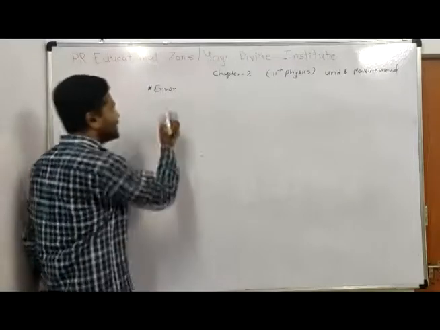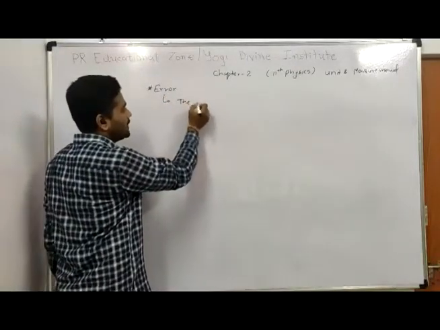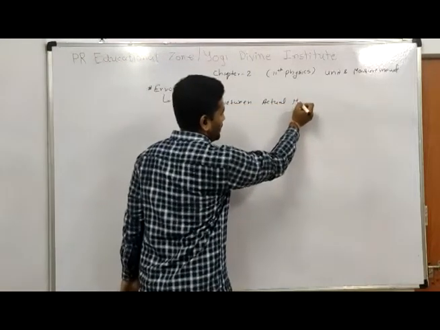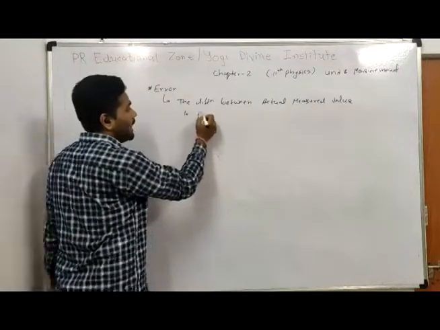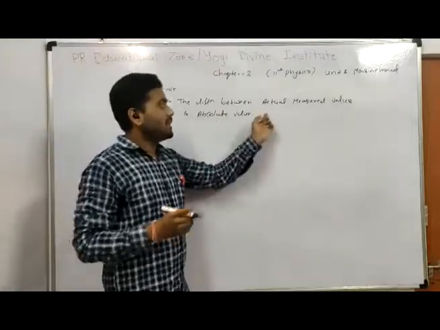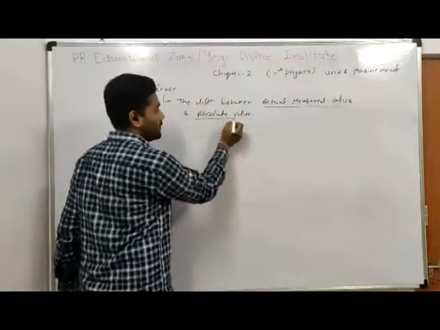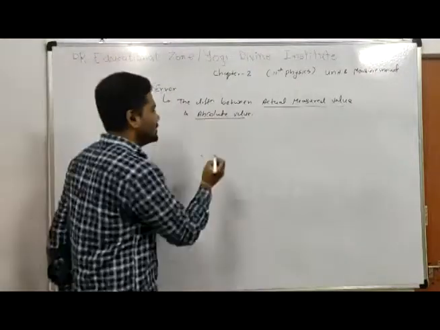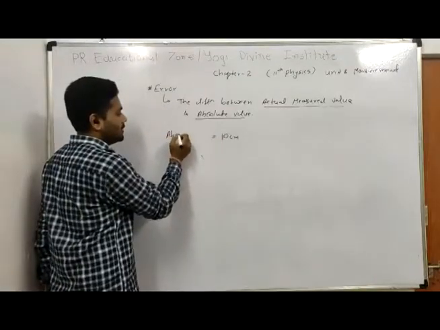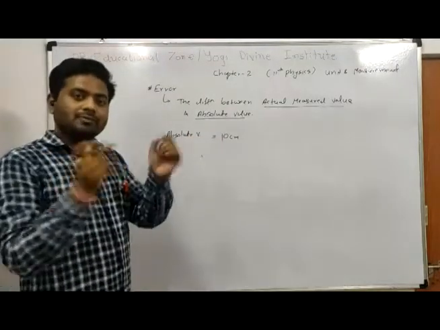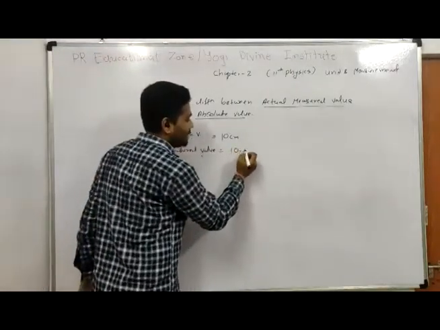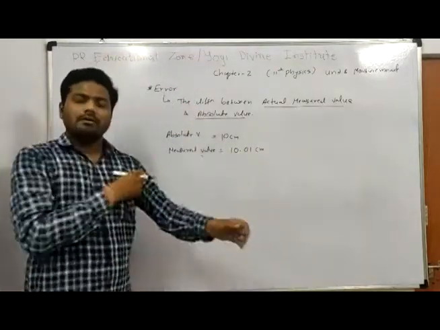So error is defined as the difference between the actual measured value and the absolute value. For example, you have a scale of 10 centimeter and this is your absolute value, and you are measuring with another instrument, so you are getting a result which is the measured value, 10.01 centimeter.